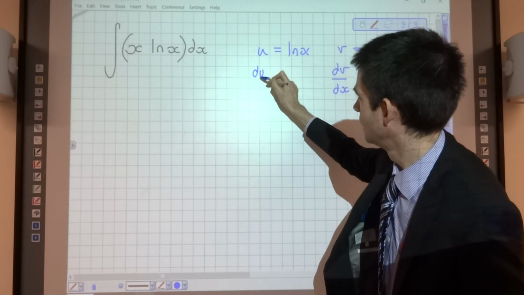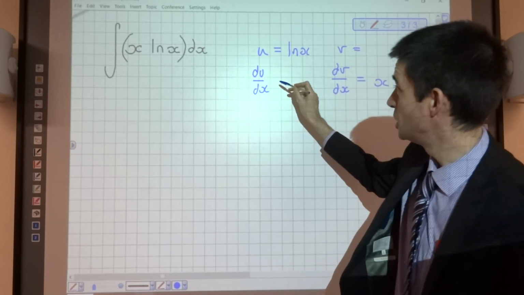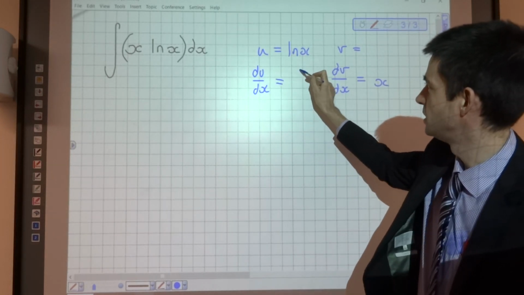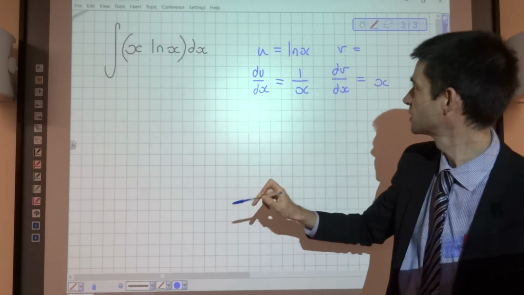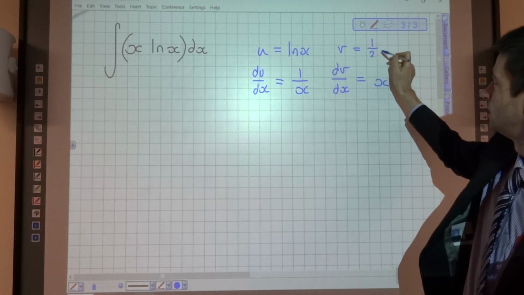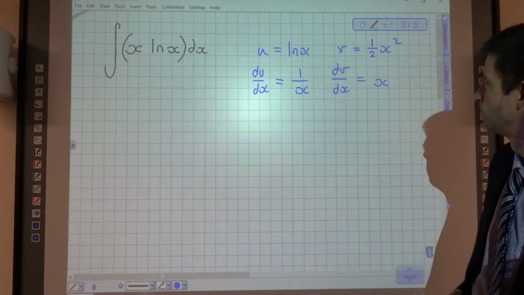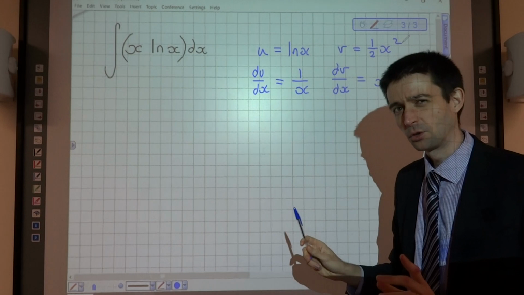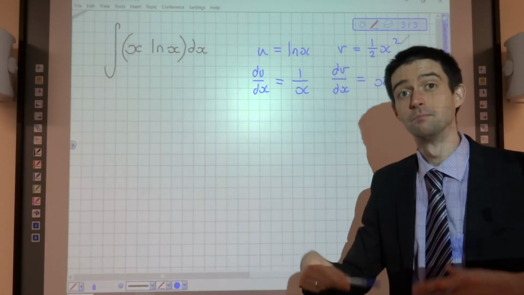So if u is ln x, then du dx would be 1 over x, and if dv dx is x, then v would be a half x squared. And this may look like, hang on a minute, this is getting a bit more complicated, but stick with it.